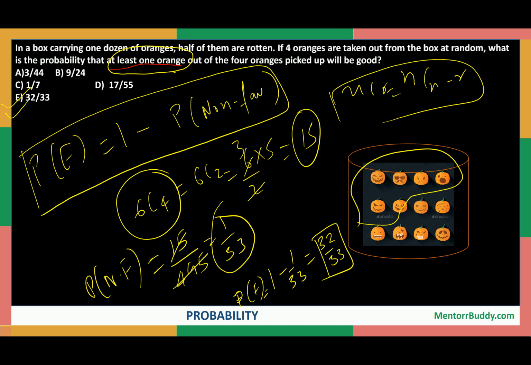So this trick can be applied whenever there is a case of at least one: whenever we have a case of at least one, we always find the probability of none. Okay, fine.